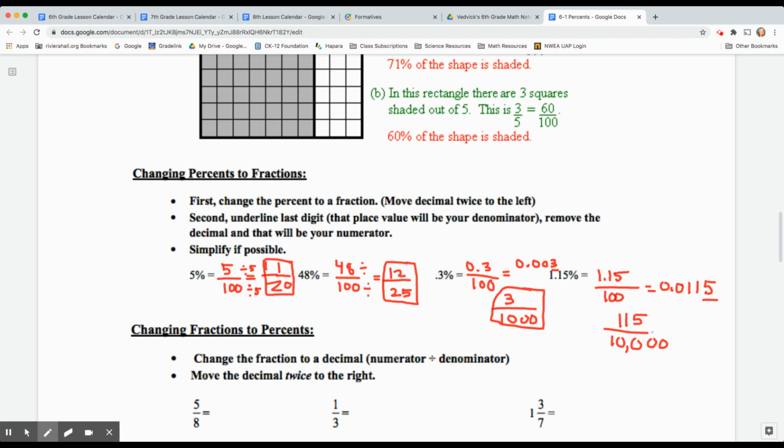So when you simplify this here, you're going to look at it and say, okay, what's a number that can go into both? Well, they end in 5 and 0, so I'm going to divide by 5. Divide by 5. All right, and then what you end up getting is 23 over 2,000. And 23 is a prime number, so we know that we are done, and that would be your final answer.